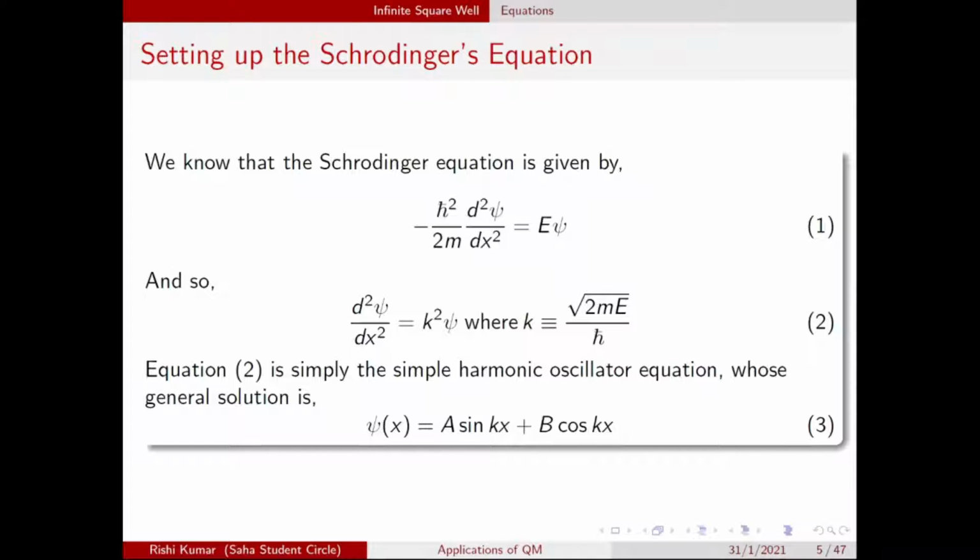Which has solutions that we have acquired previously, in classical situations as well, that ψ of x is simply A sin kx plus B cos kx. So that is just a simple differential equation of order 2, which is easily solvable. So this A sin kx plus B cos kx is the solution that we have acquired.